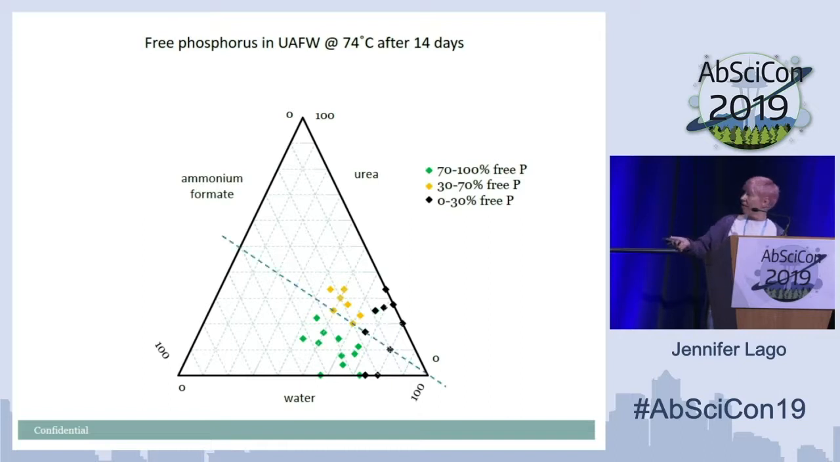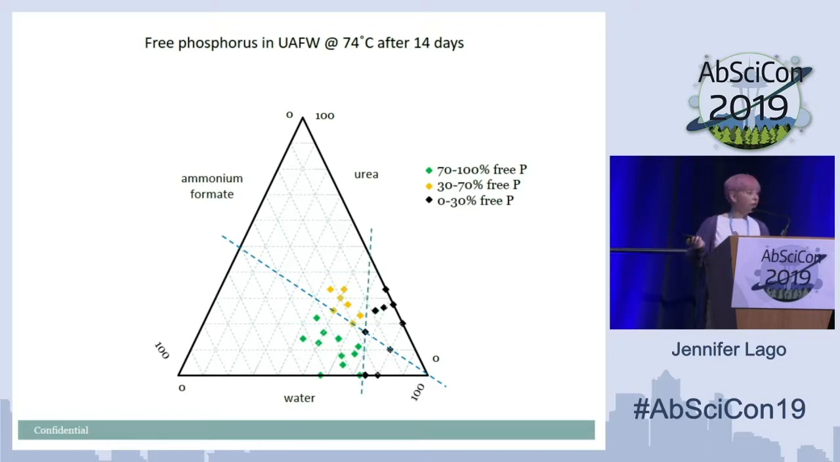So on that dotted line I drew there, you can see that it follows the trend between where you have a high amount of free phosphorus available versus a moderate to low amount. And what we found was that the more urea that is in the solution compared to the ammonium formate molar ratio, you actually decrease your solubility of the solution. So urea seems to inhibit the solubility of hydroxylapatite within this system.